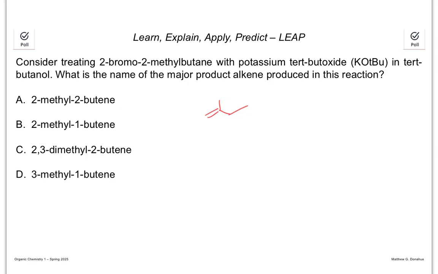So in terms of naming this, it's a 4-carbon chain, so that's butane. It has an alkene, so that becomes butene. The start position of the alkene is at carbon 1, so it's a 1-butene. And then on the 2-carbon, we have a methyl group, so it's going to be 2-methyl-1-butene.